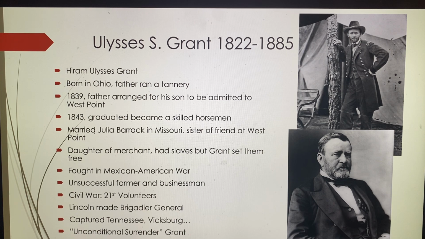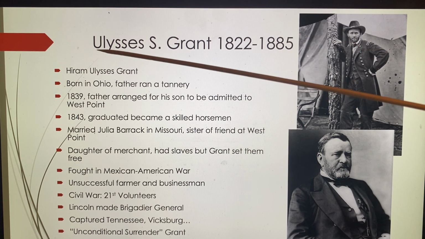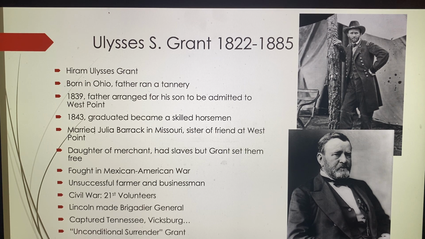Ulysses S. Grant lived 1822 to 1885. His name was not Ulysses S. Grant. It was Hiram Ulysses Grant. But when he went to school at West Point, the military academy, they had his name with that extra S in the middle, and the S didn't stand for anything, he thought. Maybe his wife's maiden name, but he just kept it because it looked like it said United States, Ulysses S, so he left it. But his real name was Hiram Ulysses Grant.